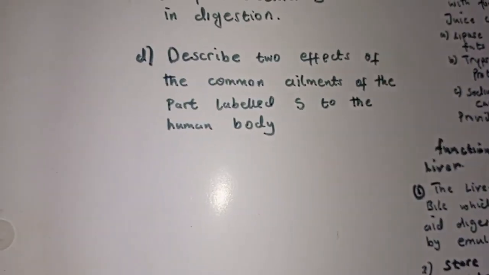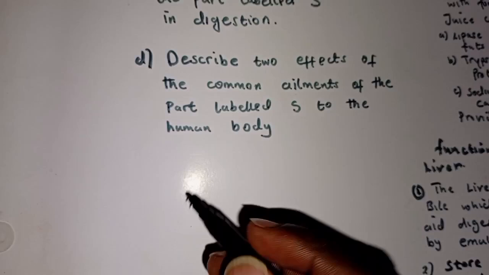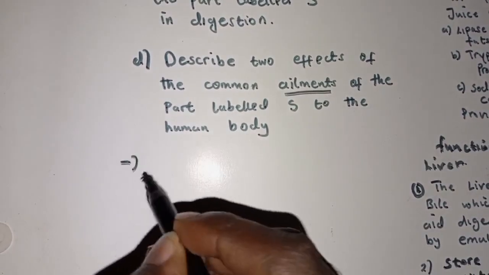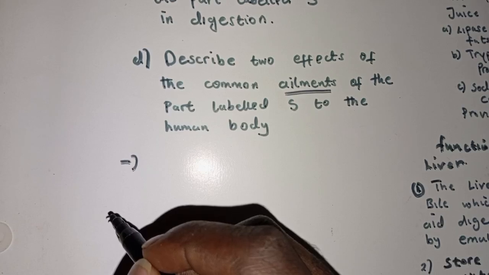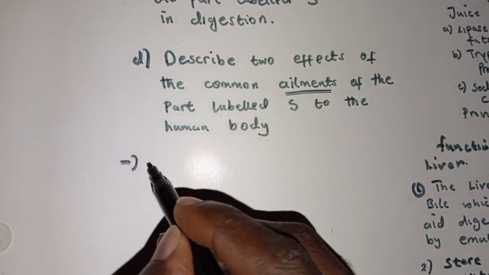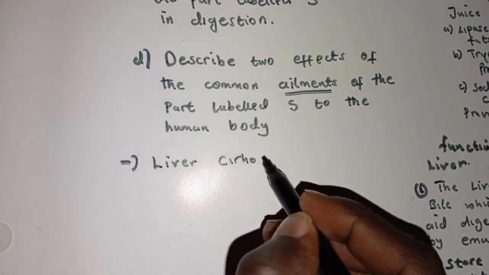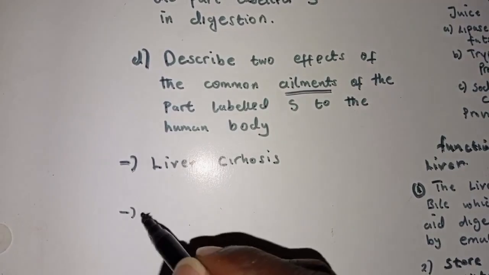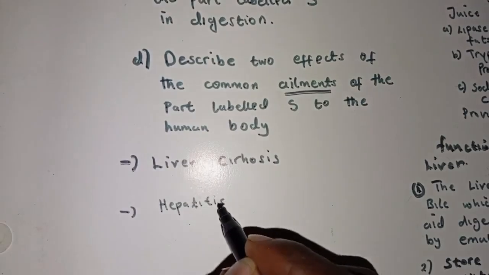So describe two effects of the common ailments of the part labeled S to the human body. Common ailments simply means disorders or diseases. So we'll pick one ailment. For example, there are many ailments that can occur to the liver, and we can maybe pick one, liver cirrhosis, and there are other things like hepatitis. All these ailments of the liver.